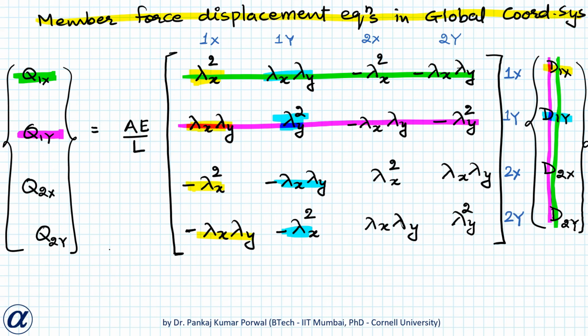Now if we look at the individual entries in this matrix, say for example lambda x squared, this corresponds to degree of freedom 1x in the column and 1x in the row. If I look at this entry, then this corresponds to 1y in column and 2x in the row. So this way we can identify each entry in this matrix with a degree of freedom in column and a degree of freedom in row.